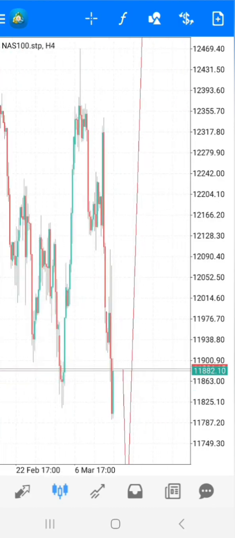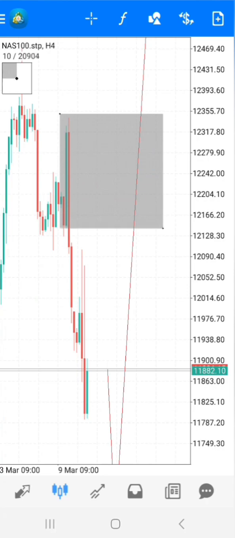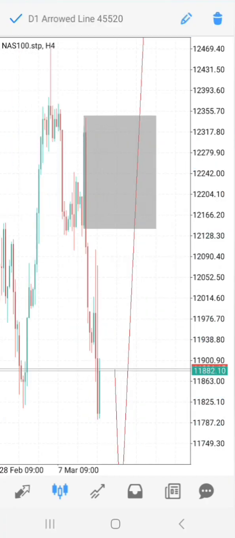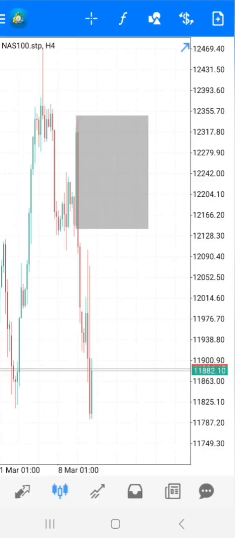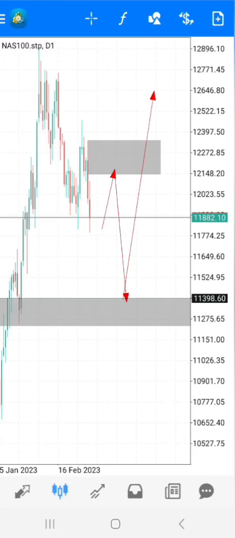Taking a closer look on the H4, we can also see that price created a scalp setup. This is a bearish engulfing candlestick, and also it's a QMC pattern, a Quasimodo continuation. If you want to join this downtrend, you can wait for price to reach supply before it carries on with formation. So that's all for now.